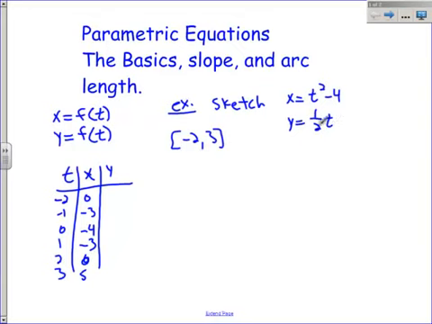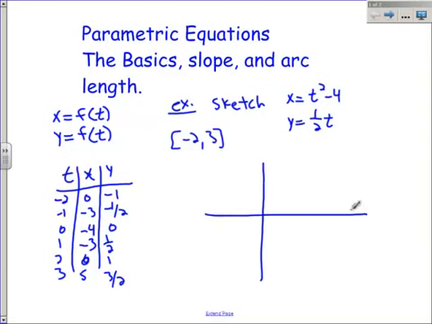Do the same thing for y, except we're going to use the y equation. Y is 1/2 t. So that's going to go -1, -1/2, 0, 1/2, 1, and 3/2. And so what we have here is a way of sketching this curve with respect to time. So we're going to have the point 0, -1, then we'll have the point -3, -1/2, and then -4, 0, and then -3, 1/2, and then 0, 1, and then 5, 3/2.